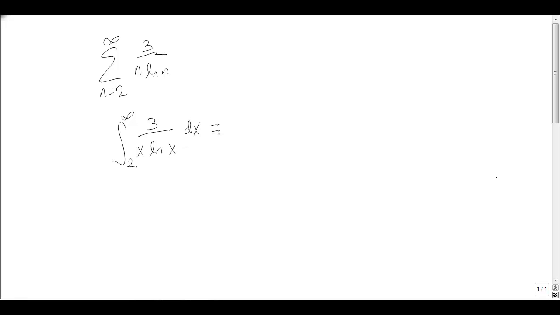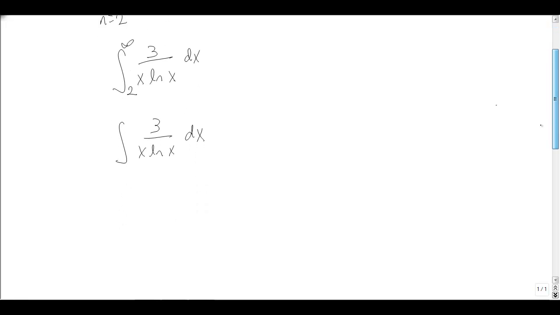How do you do this? Before I do this, I'm going to work on the indefinite integral, 3 over x log x dx. I'm going to approach this one using u substitution. So I'm going to scroll down a bit here. I'm going to let u equal natural log x. What I'm seeing here is a natural log, and I'm hoping if I let u be natural log x, things will work out. Then du is 1 over x dx.